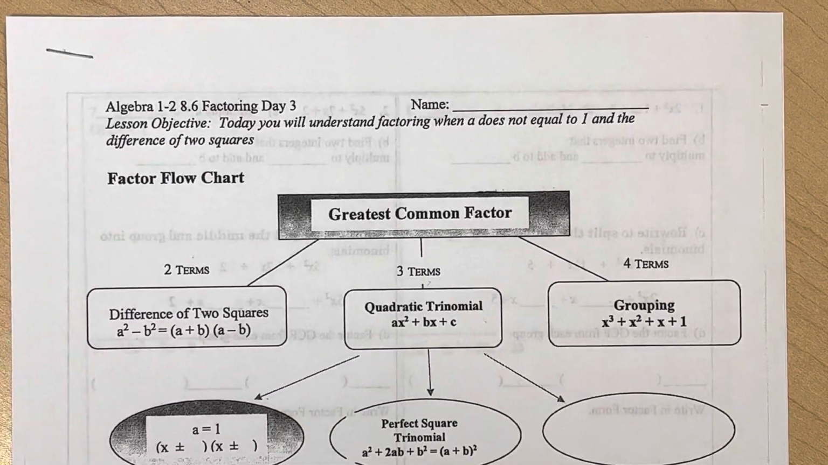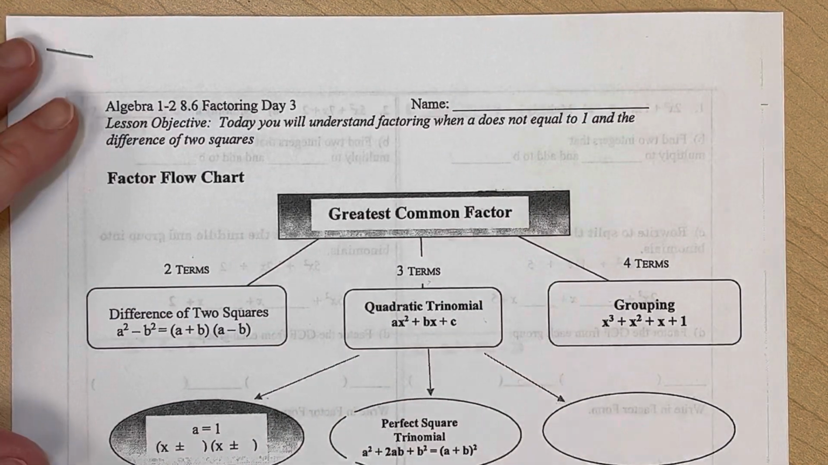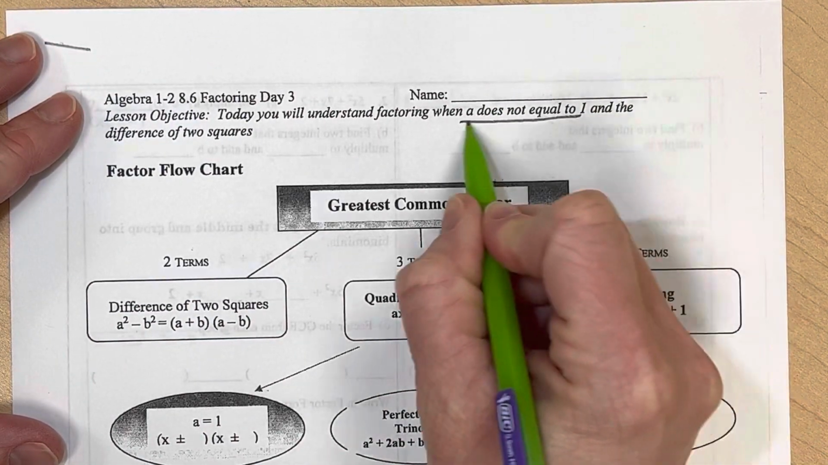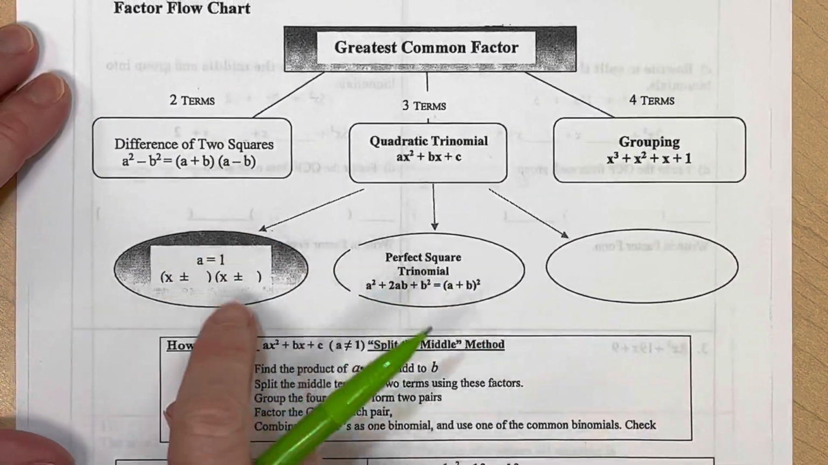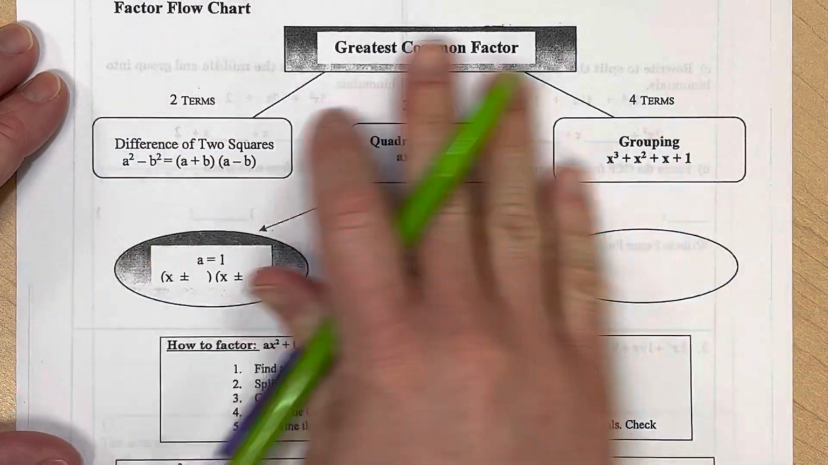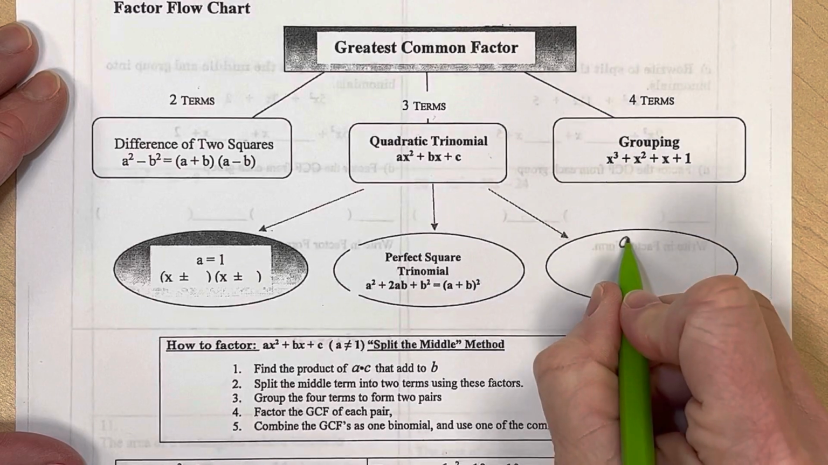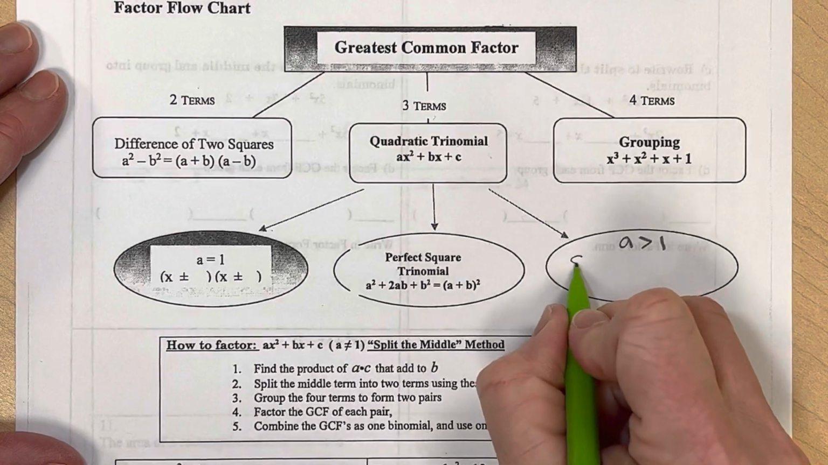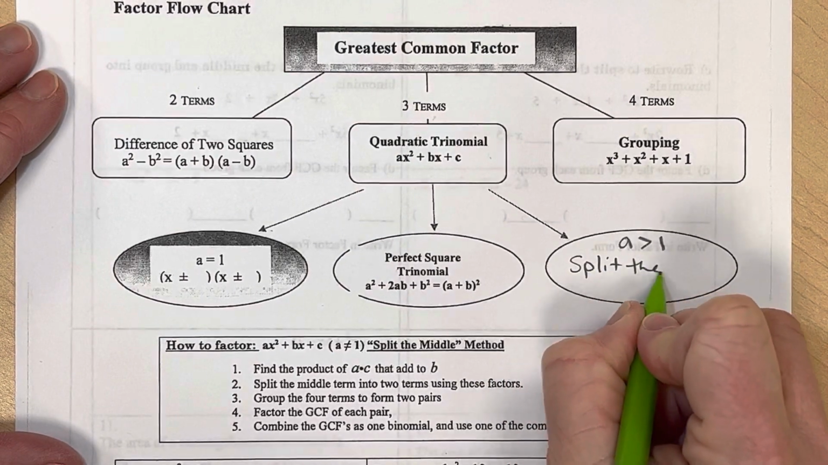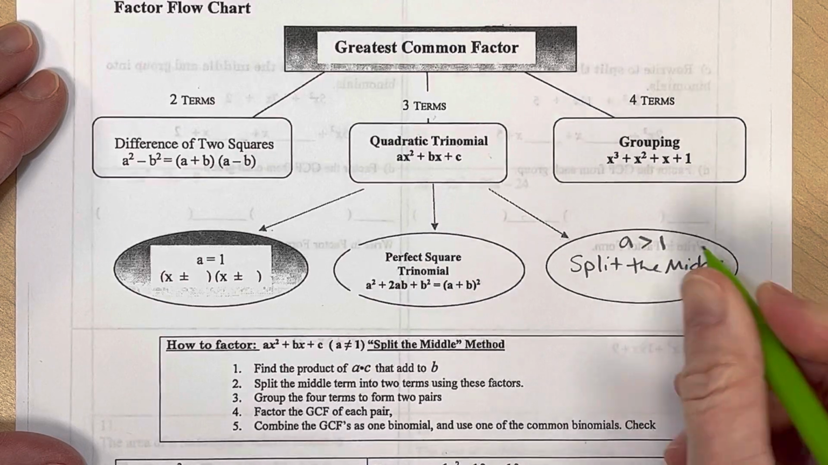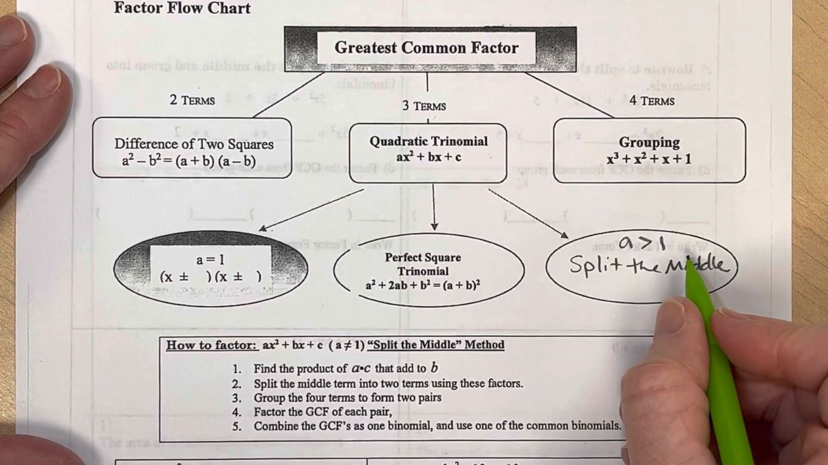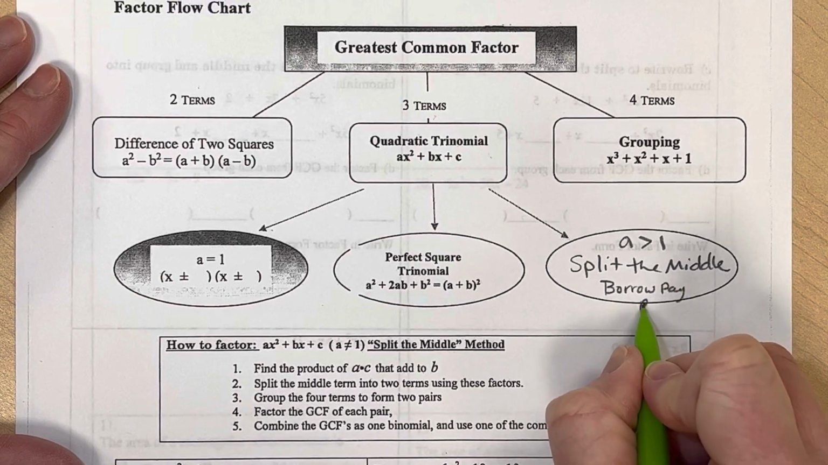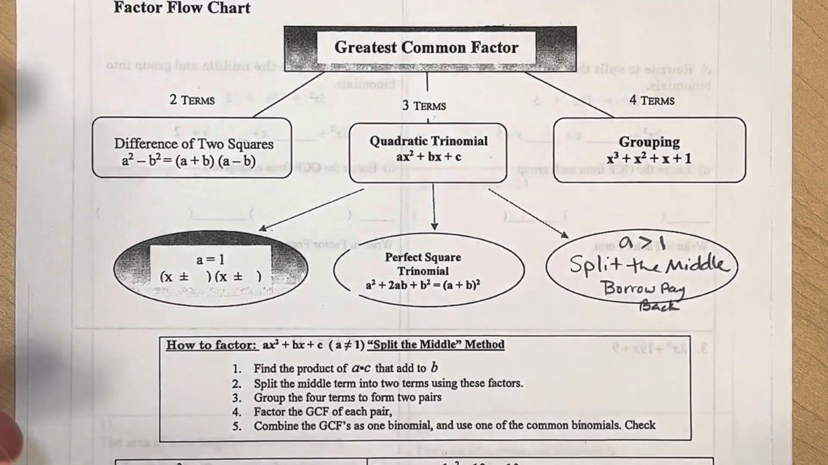In this video, I'm going to show you how to factor a polynomial where your front coefficient does not equal 1. On my diagram, the flow chart, this is going to be over here in this section. There are a couple of different ways I'm going to show you how to do this. One of them is called split the middle. Another way of performing split the middle, I'm going to call borrow payback. I'll show you both in the same video.